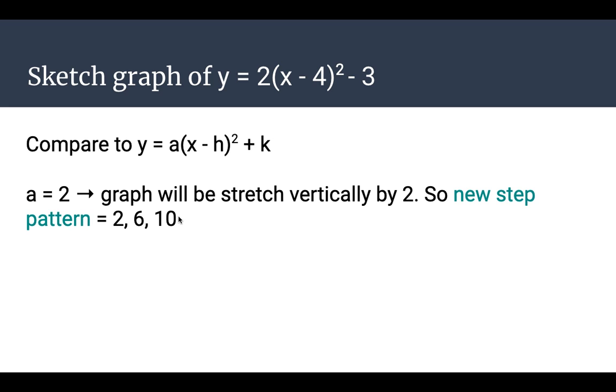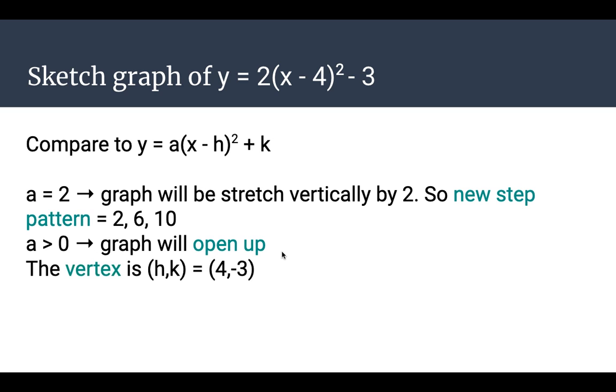Remember, the regular step pattern is over by 1, up by 1, over by 1, up by 3, over by 1, up by 5. So because a is 2, we're going to multiply the up by part by 2. So that gives us the new step pattern. a also tells us if the graph is going to open up or down. Because a is positive, the graph is going to open up.